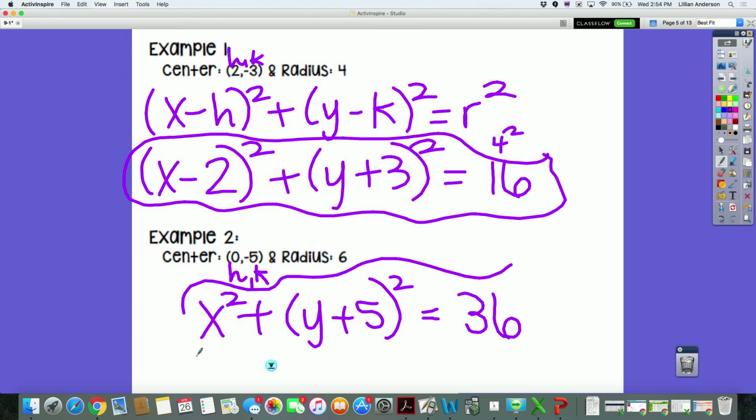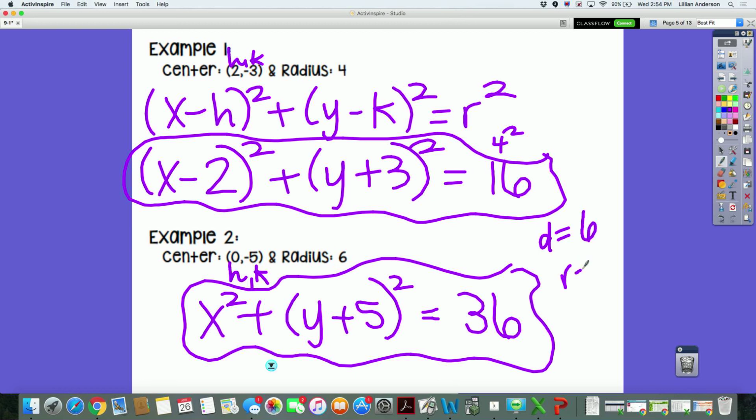And we get 36 how? Squaring the radius. Now, be careful. Make sure you read the problem all the way through. If it says center 0, negative 5, and diameter 6, that means you're going to have to divide by 2. So the diameter was 6, then the radius would have been 3, and that's what you would have plugged into the formula. Just make sure you double check that. That's how you might get tripped up.